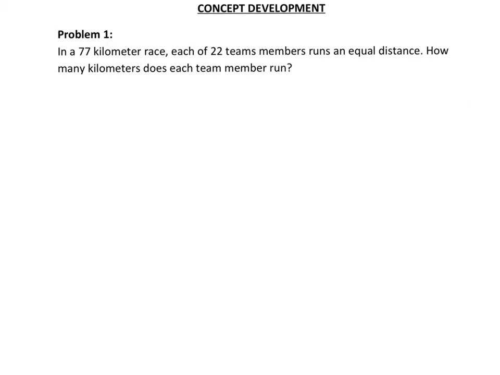Problem number 1. In a 77-kilometer race, each of 22 team members runs an equal distance. How many kilometers does each team member run? So, I have 22 team members. We can get rid of that plural right there. It's a 77-kilometer race, so that's my total. And I need to figure out for each team member, so that means one team member, how much are they going to run?